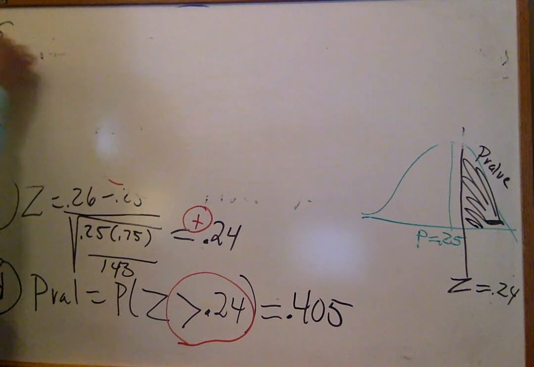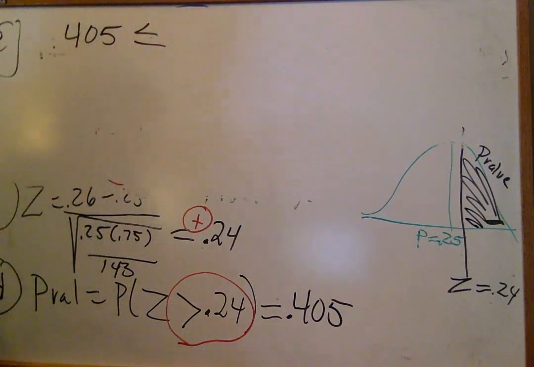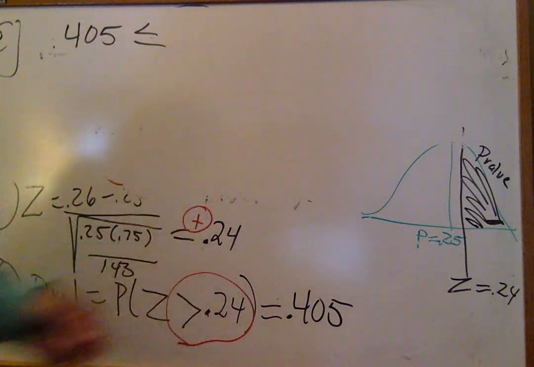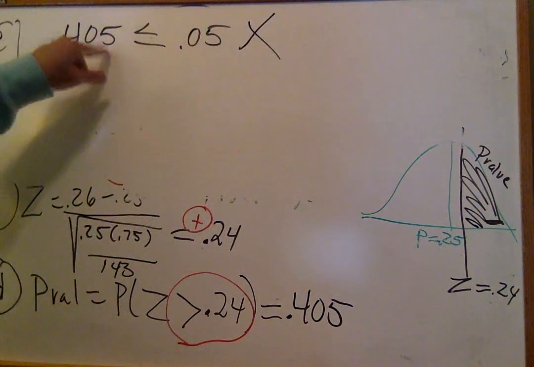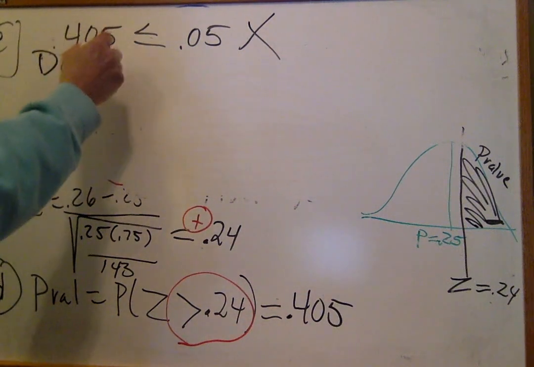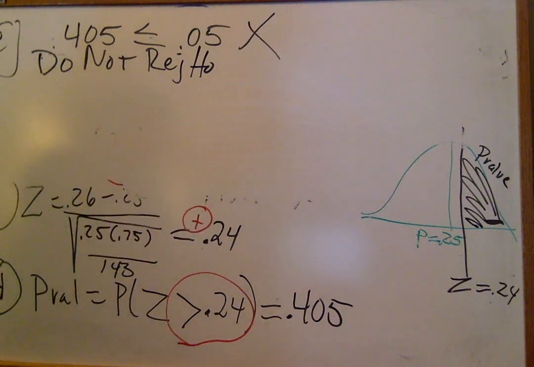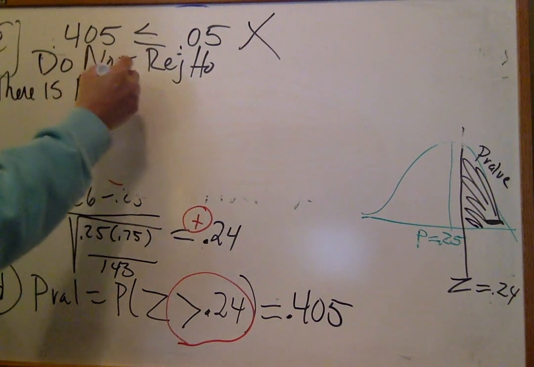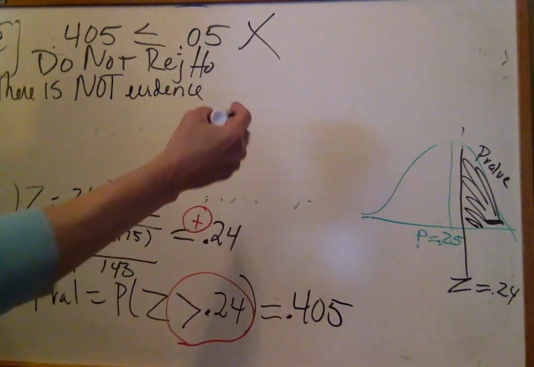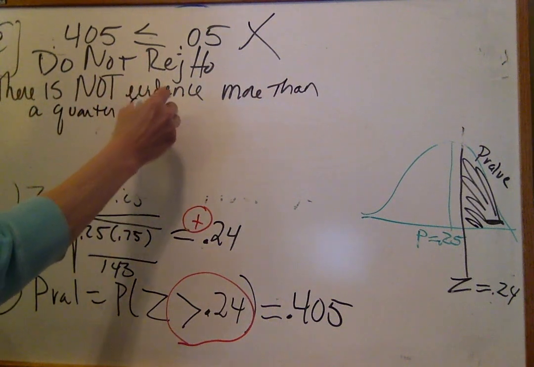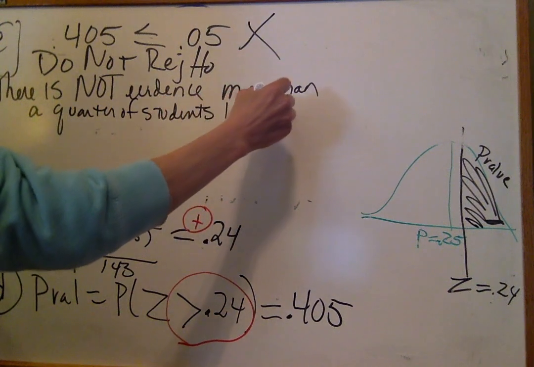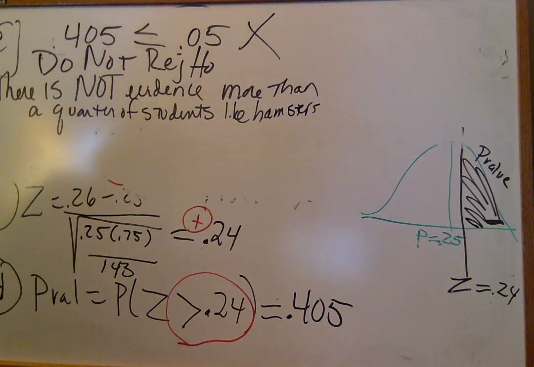Now we have to compare. Is our p-value less than or equal to alpha? I don't remember if I gave you alpha on this problem. If I put it on the whiteboard, it is on the notes. Alpha was 0.05. No, 0.405 is not less than 0.05. Do not reject H0. Yeah, because you're fitting my curve just fine. There is not evidence of what was asked. There is not evidence more than a quarter of students like hamsters.